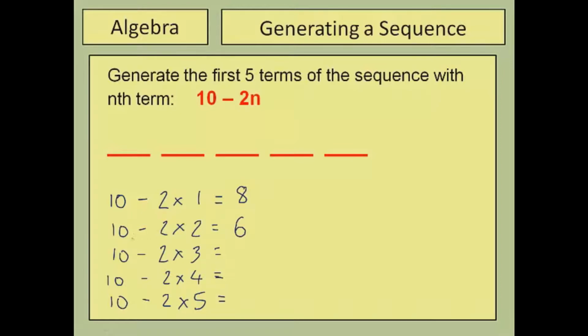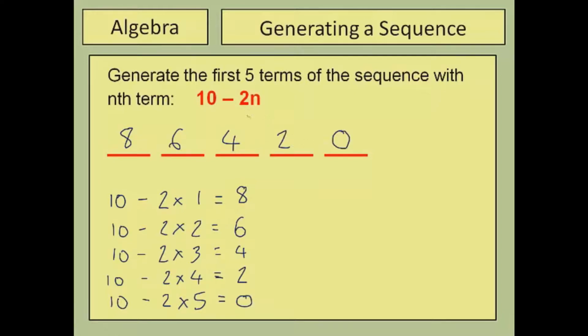So if you did this one from left to right, you do 10 take away 2, well that's 8. 8 times 2 is 16, which isn't the answer. You have to use BODMAS. So this next one, 2 times 3 is 6. 10 take away 6 is 4. And then 2 times 4 is 8. 10 take away 8 is 2. And then the last one, 2 times 5, well that's 10. 10 take away 10 is nothing. So that's 0. So this sequence comes out as 8, 6, 4, 2, 0.